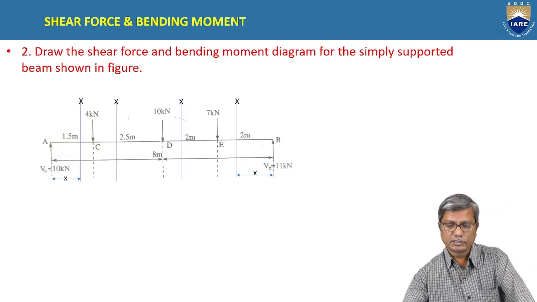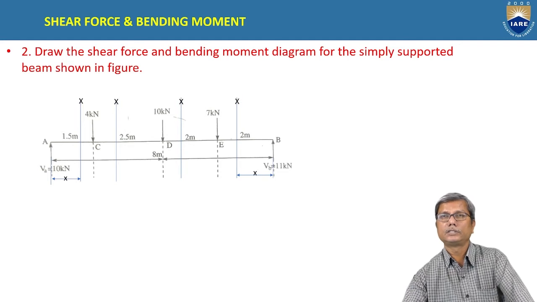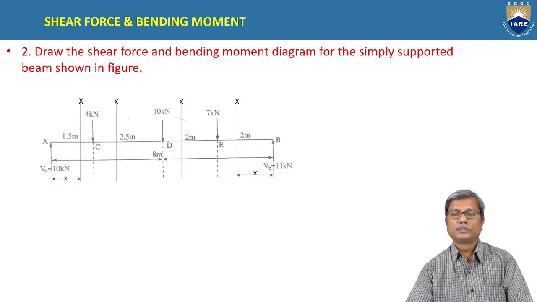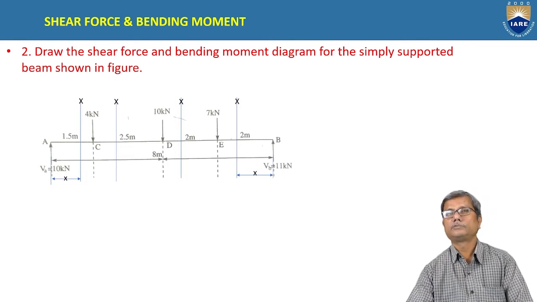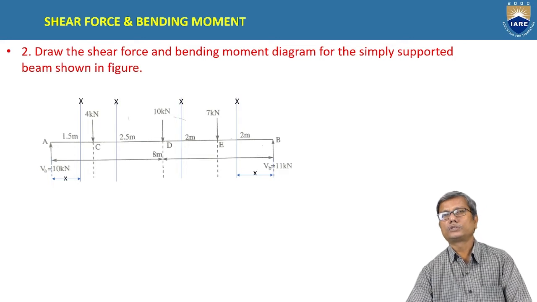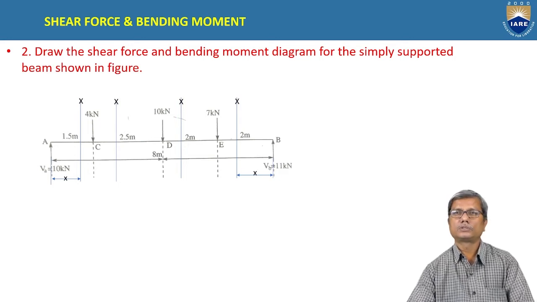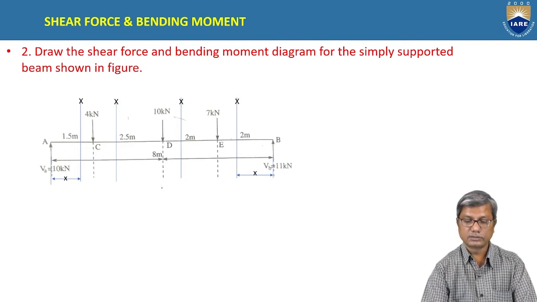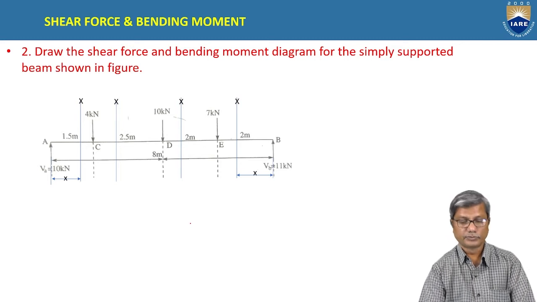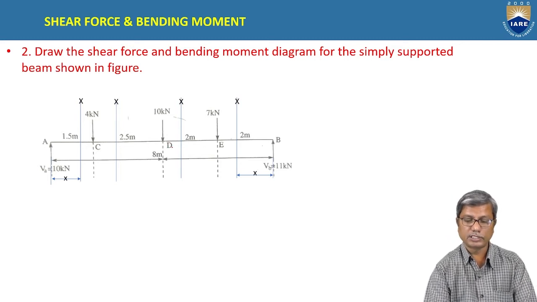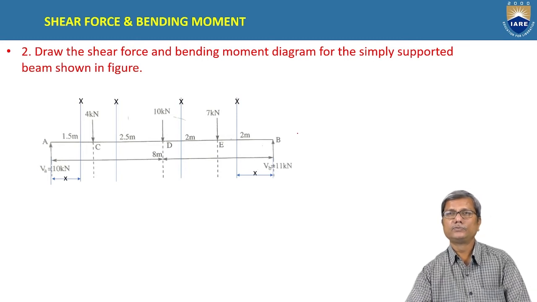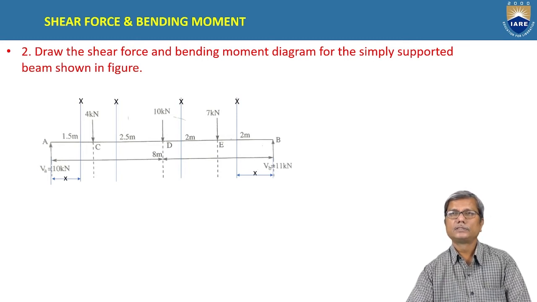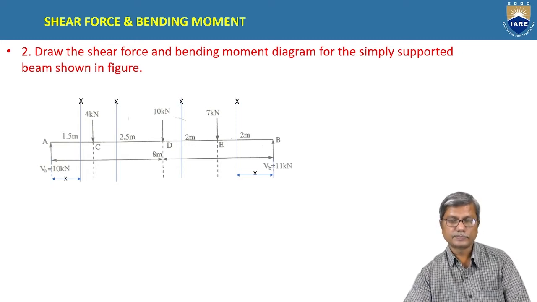Now let us see another example. Here the simply supported beam is subjected to 3 point loads. Here we consider 4 different sections: the beam portions AC, CD, DE and EB. 4 portions we have. So for every change of loading, we consider one section, isn't it?